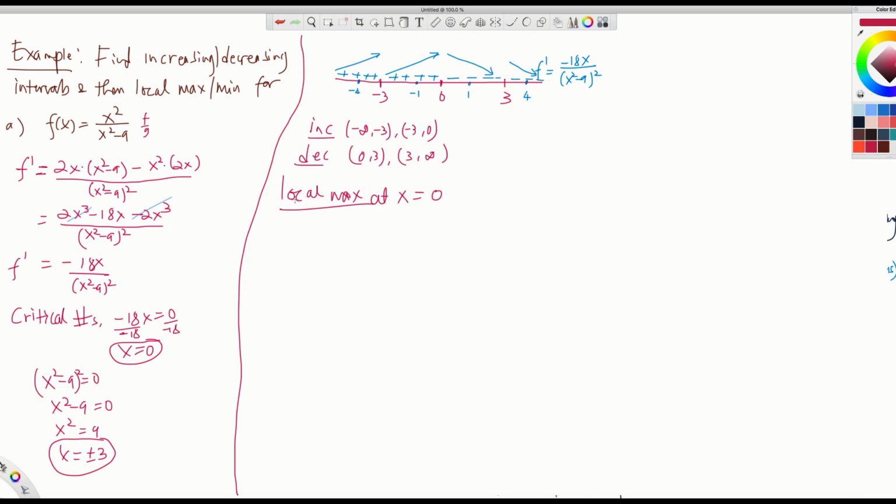And is there a local min? No, because for a local min you need a decreasing and then increasing pattern, but there is no decreasing and increasing pattern together. There is no sign change from negative to positive. There is only a sign change from positive to negative. That's why a local min is not available. You can draw the graph of this given function, x squared over x squared minus 9, and you will see that there is no local min. You understand that? So there is just the local max, or the relative max, only.